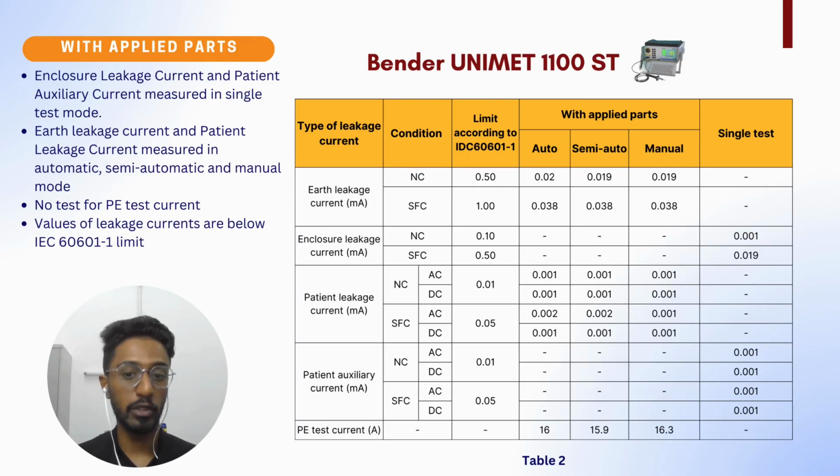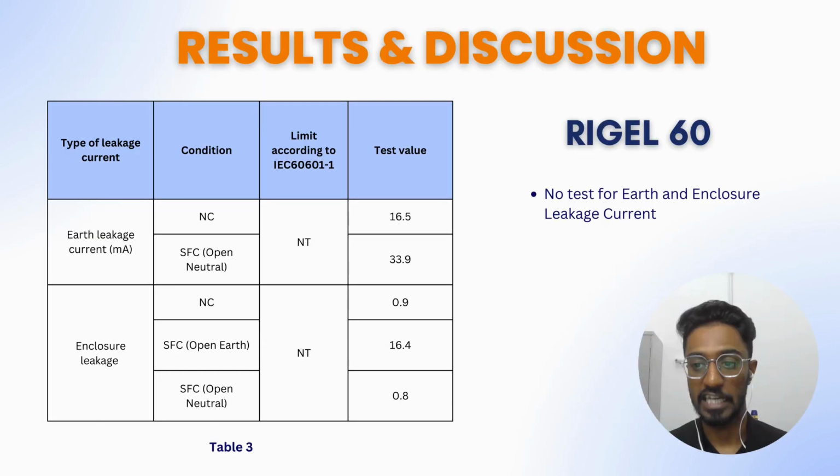From table 2, we know that the enclosure leakage current and patient auxiliary current can only be measured in single test mode, while earth leakage current and patient leakage current can be measured in automatic, semi-automatic, and manual mode. The values for leakage current are all below the IEC 60601-1 test limit. Earth leakage current and enclosure leakage current are measured using the Rigel Safe Test 60 according to the IEC 60601-1 test.